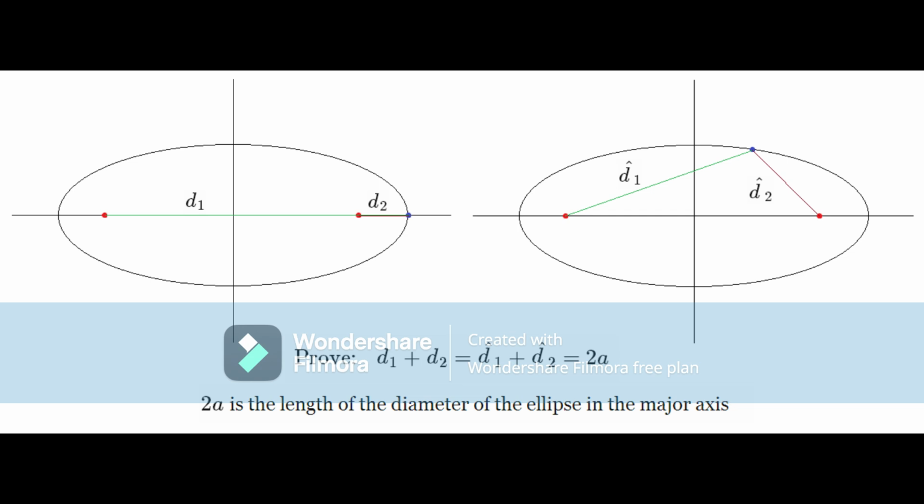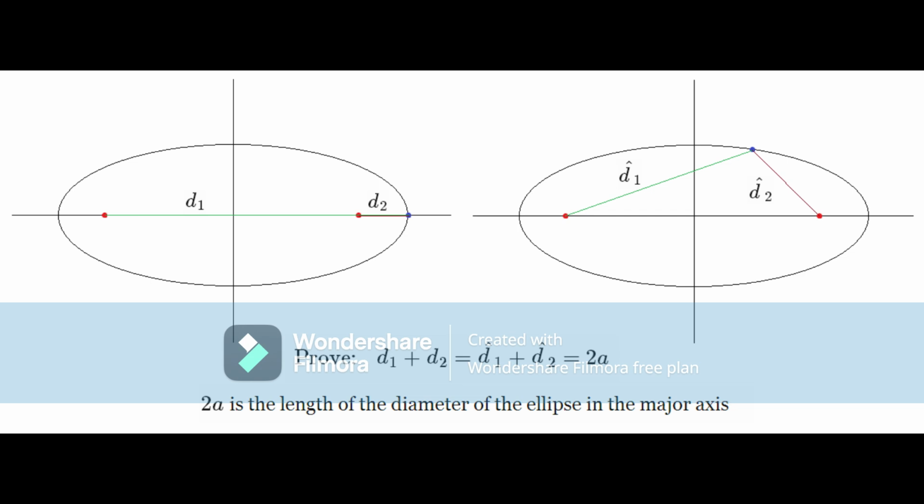So let's first talk about what the foci of an ellipse are. When we look at an ellipse, there are two particular points on the major axis of that ellipse which are symmetric about the origin.